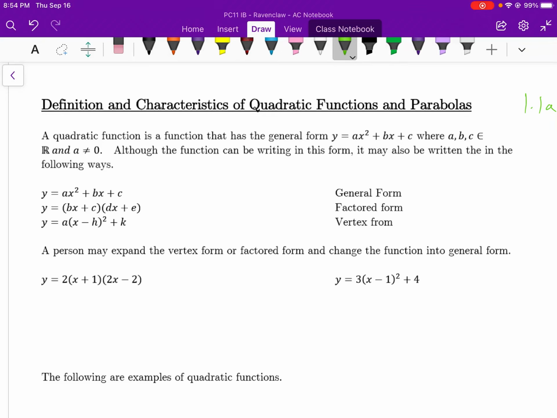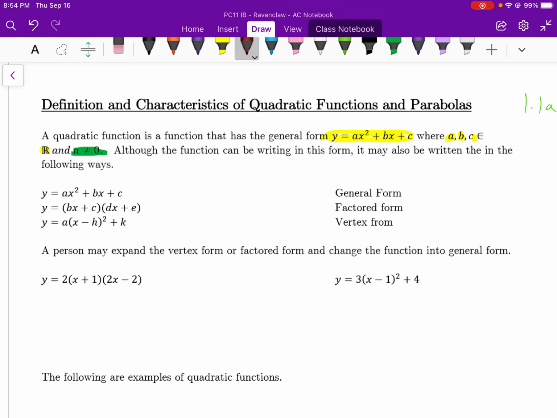Definition and characteristics of quadratic functions and parabolas. A quadratic function is a function that can be written in the form y is equal to ax squared plus bx plus c. A, b, and c are elements of the reals, but probably most importantly, a cannot be equal to 0.